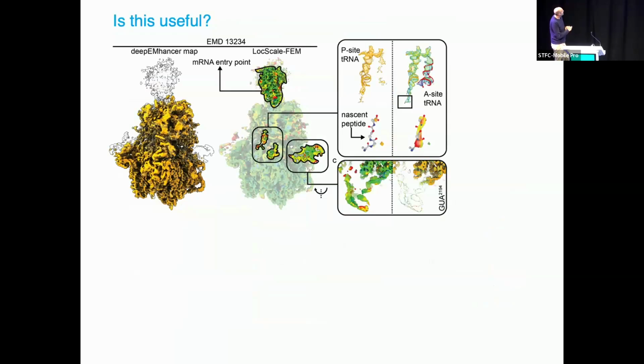This, for example, is a translating ribosome. You see a DeepEMhancer map here, and you see the FDR determined confidence boundary around it. And then we see the log scale predictions. And we can see that, for example, we're now recovering density in the A-site tRNA. We also get some density for a nascent peptide that's emerging from the ribosome.